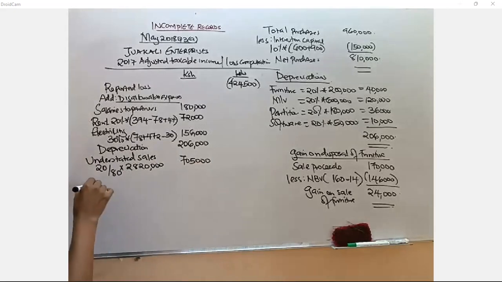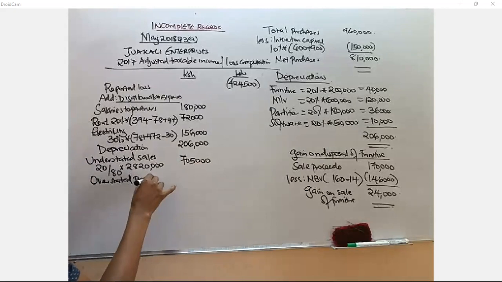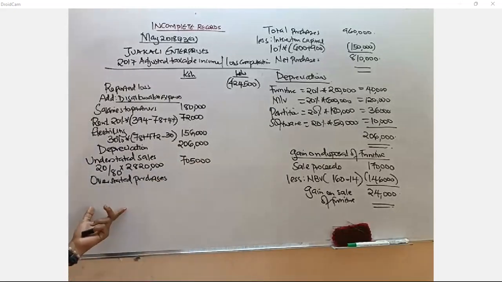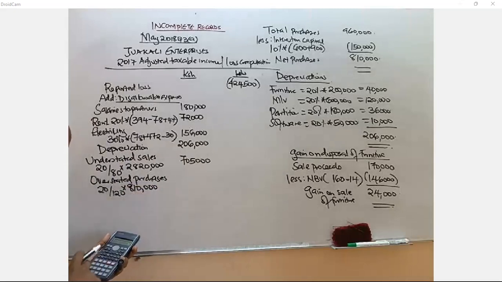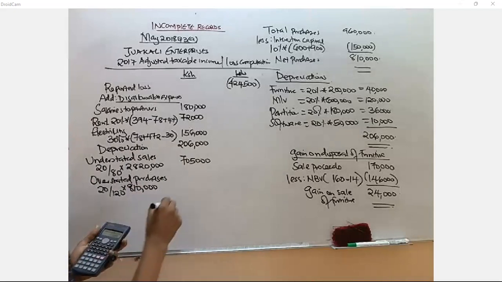Now, the other one we can look at is overstated purchases. And we said, when you overstate, they have an inverse relationship, the opening stock and the purchases. So when they are overstated, the gross profit is understated. So in this case, they overstated it by 20. So it will be 20 over 120. Then you multiply it by the total purchases, which we were able to get around 810,000. So 20 divided by 120, then you multiply by 810,000. I'm getting 135,000.